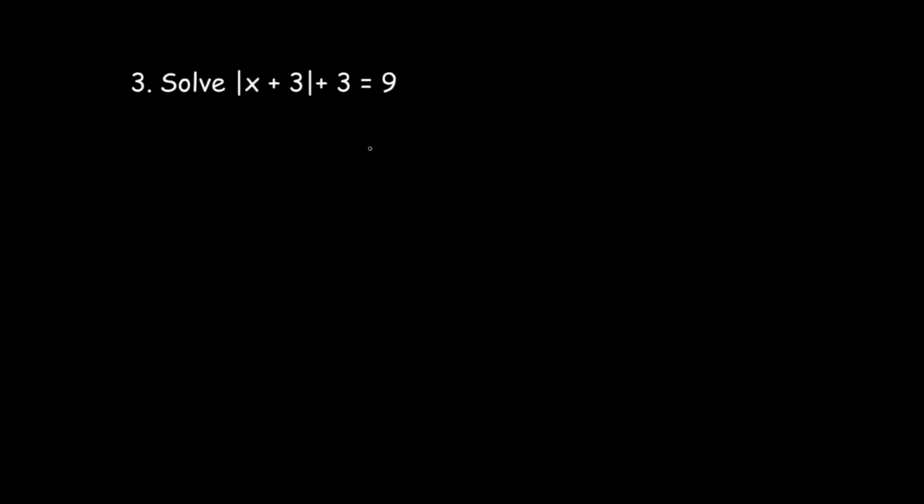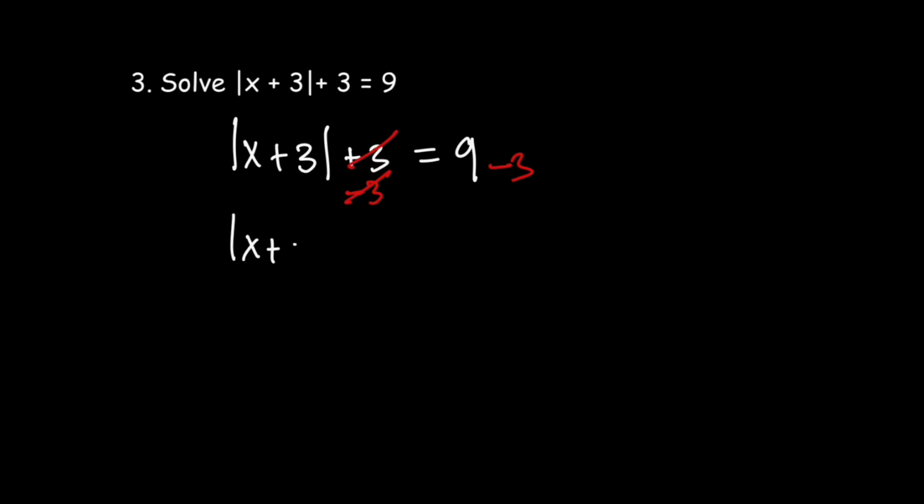Now let's keep going. This is our next question, and this time you notice that we have an additional term right next to the absolute value term, right? So over here what we have to do first is get rid of that term, which is the positive 3. So I'm just going to subtract 3 on both sides like this, so that this and this will leave. Then we are left with the absolute value of x plus 3 is equal to 9 minus 3, which gives us 6. So this is what we have.